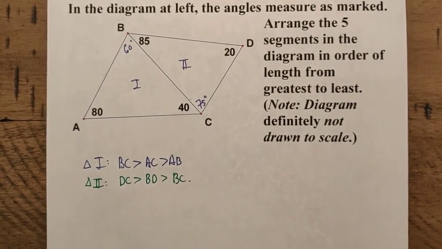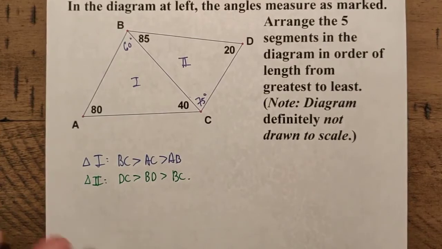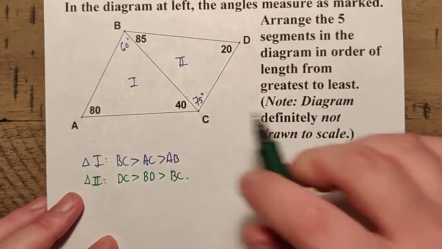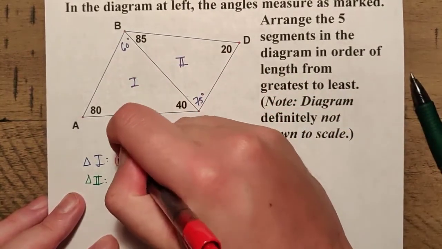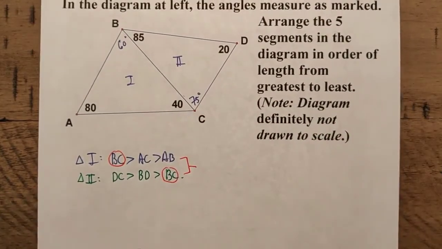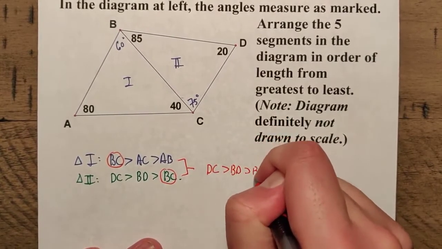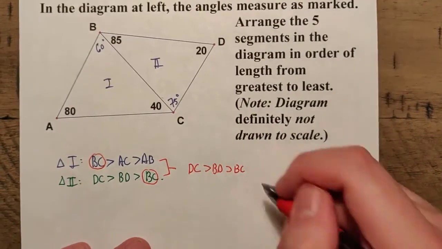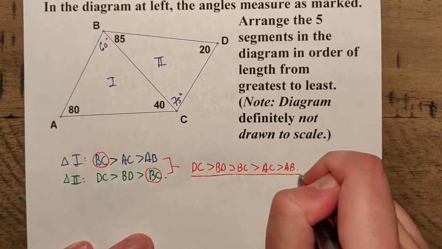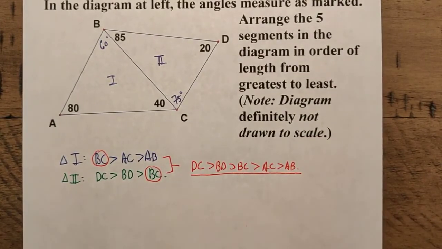Okay, so again, note that we have these individual chains, but the idea was to put all 5 of these objects in a chain. The nice part is that BC is in common, and notice it's at the start of one chain and the end of the other. So we can take these 2 chains and glue them together like so. Therefore DC is the biggest, then BD, then BC, and since everything is smaller than BC in the first chain, we can add that as well. So DC is greater than BD is greater than BC is greater than AC is greater than AB, okay?